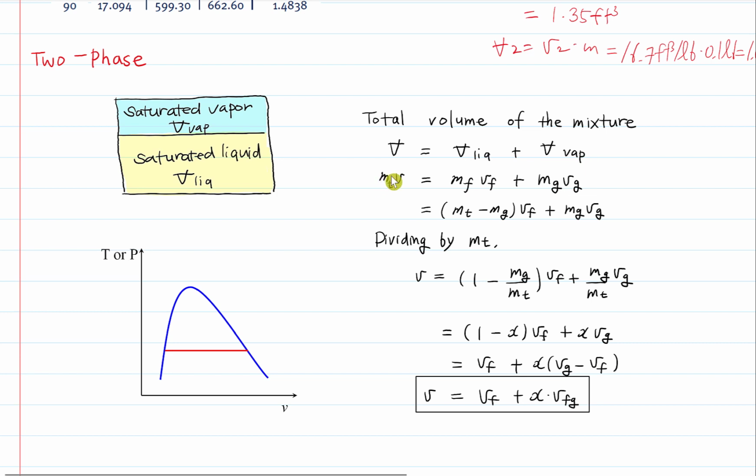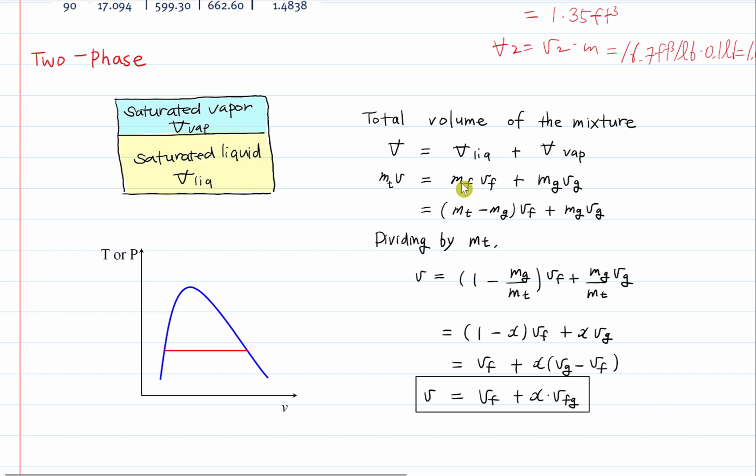The total mass times specific volume of the system, or average specific volume, equals mass of the saturated liquid times specific volume of the saturated liquid. The subscript F denotes saturated liquid, plus mass of the vapor times specific volume of the vapor. G denotes vapor, saturated vapor.